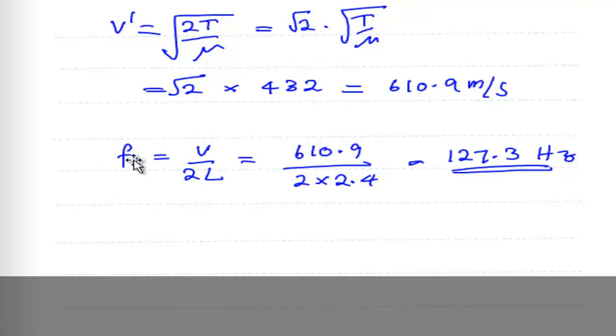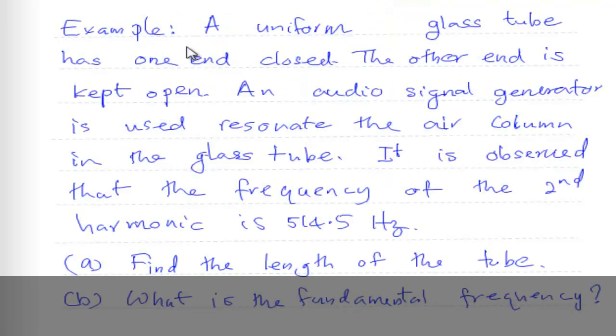So the new fundamental frequency f1 is v over 2L. This v is the new speed, which is 610.9 divided by 2 times 2.4. So that's 127.3 hertz. The second example: a uniform glass tube has one end closed, the other end is kept open. An audio signal generator is used to resonate the air column in the glass tube. It is observed that the frequency of the second harmonic is 514.5 Hz. Question A, find the length of the tube.